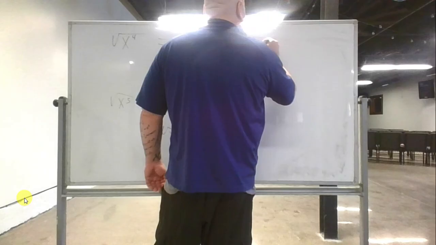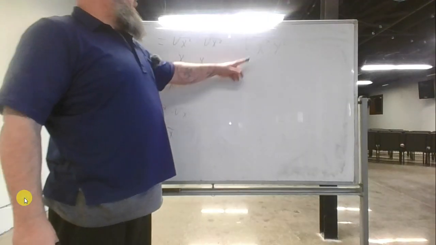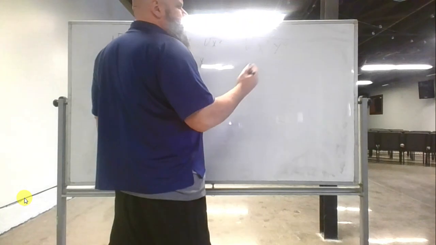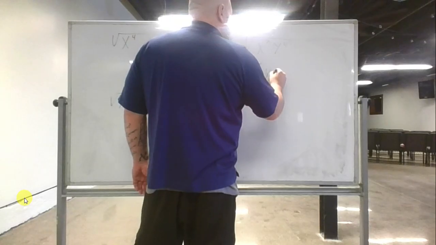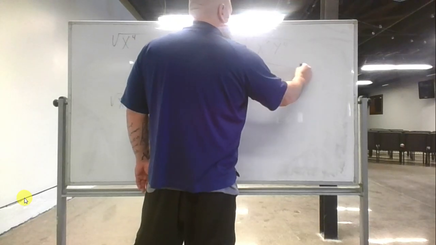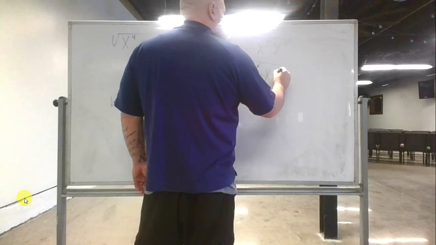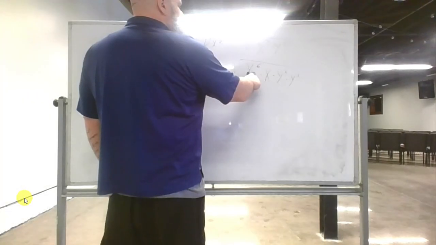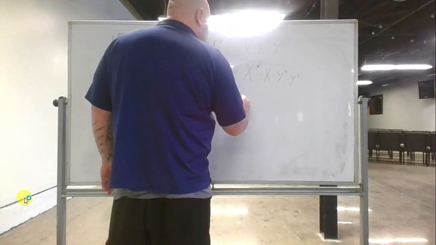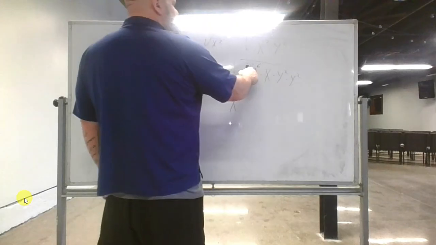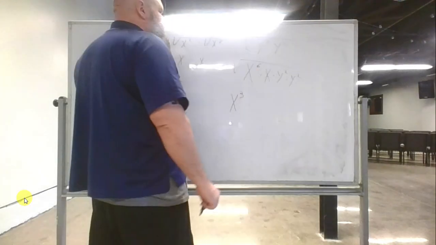Now let's break down every piece. Square root of x to the 6 is just x to the 3rd. If you have an even number in your root, just divide it by 2. Now we have square root of x still left there. Now the square root of y squared is y, and the square root of y squared is y. So let's clean this up a little bit. We have x cubed times y squared times the square root of x, and that's your answer in simplest form.